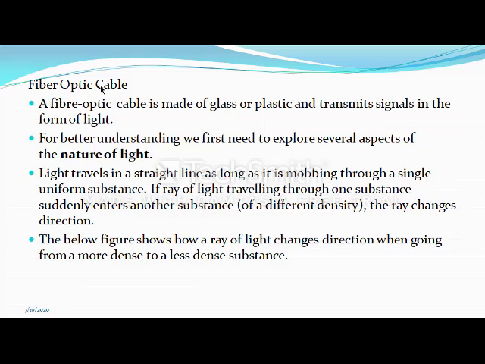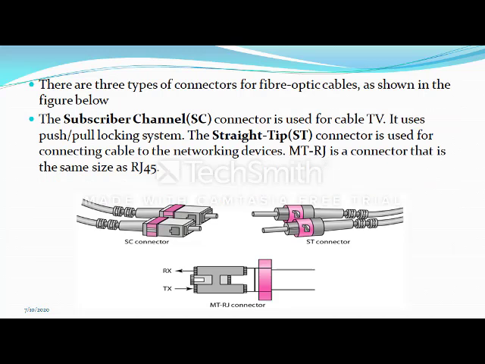What are the different properties of light? Light travels in a straight line as long as it is moving through a single uniform substance. When light traveling in one substance enters another substance, the ray changes its direction, either away from the normal or toward the normal.